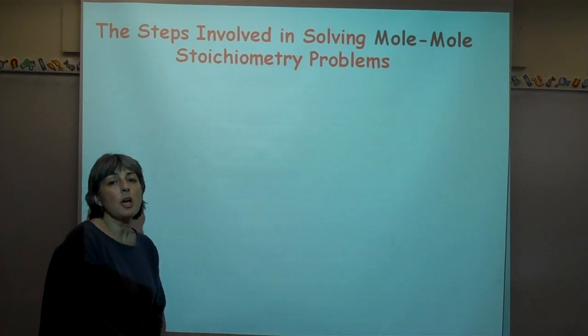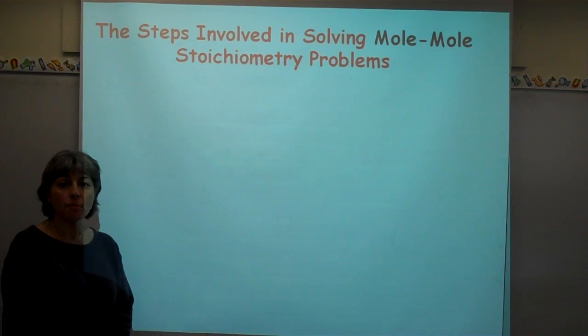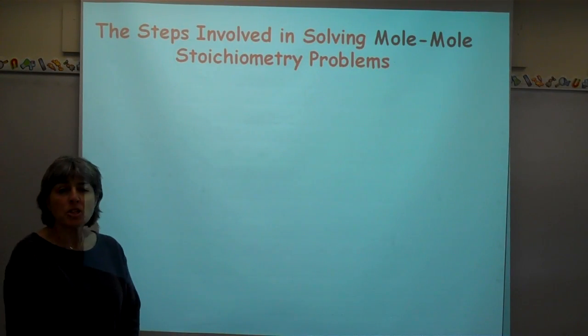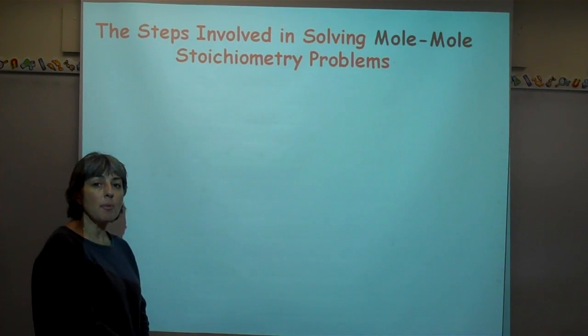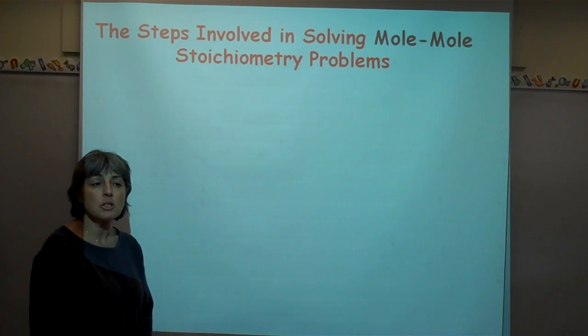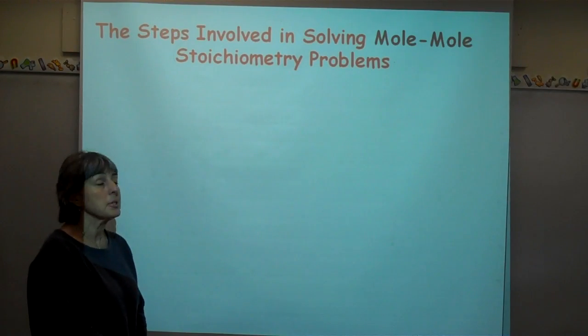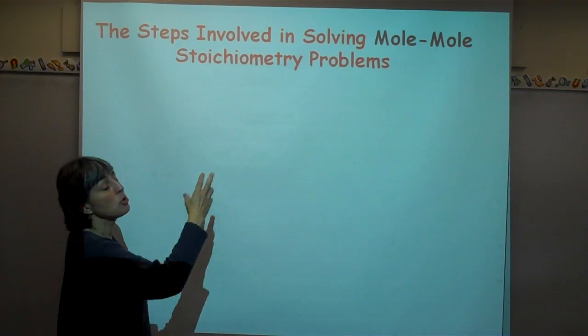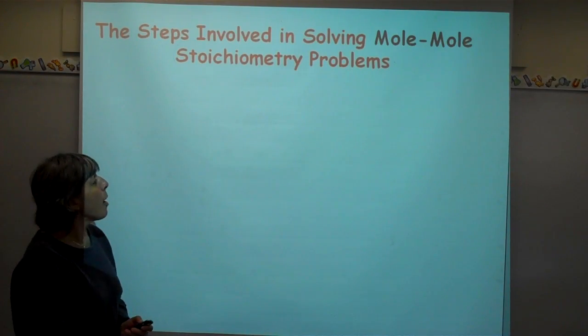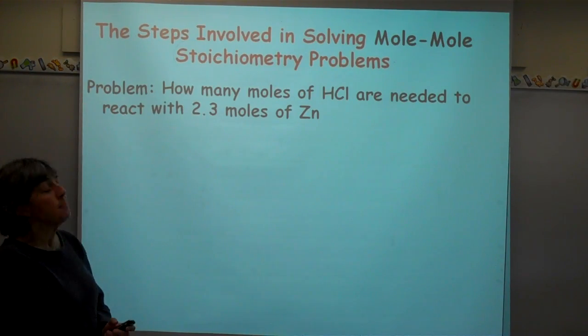So now that we've learned about the molar ratio, we can apply it to solving some stoichiometry problems. We're going to start with the simplest possible stoichiometry problem, which is converting from mole of one substance to a mole of another substance. So that's called the mole-to-mole stoichiometry.